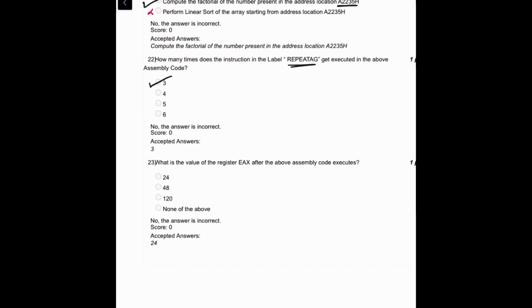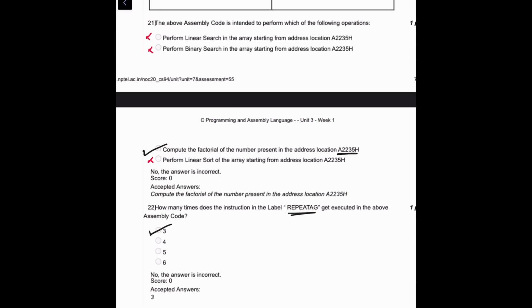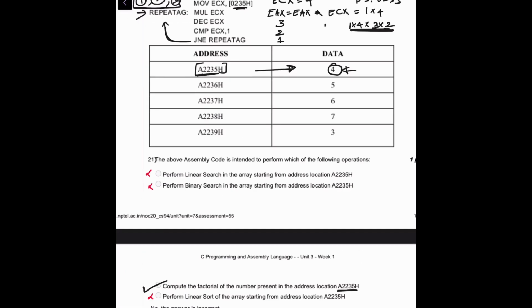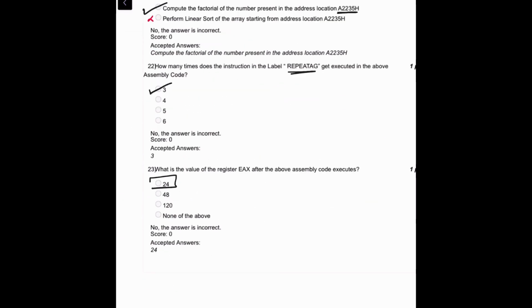What is the value of the register EAX after the above assembly code executes? EAX, as we can see, is 4 into 3 into 2, which is 12 into 2, which is 24, right? EAX equal to 24, and this is the right answer.